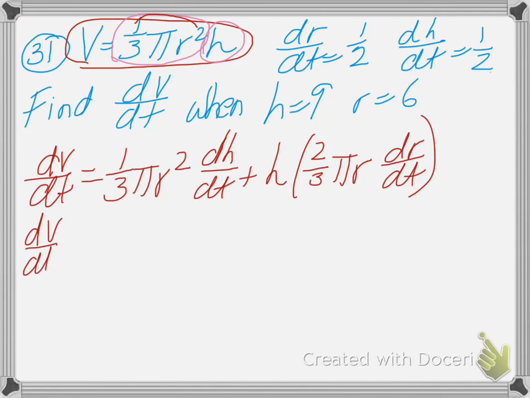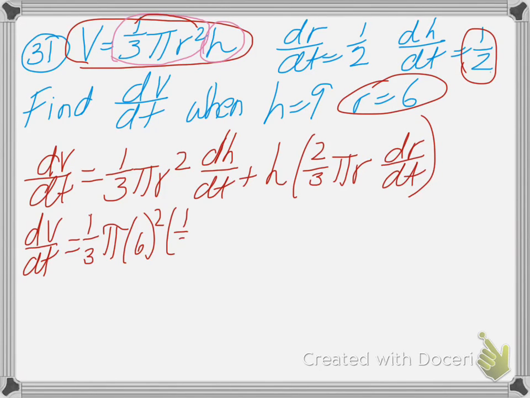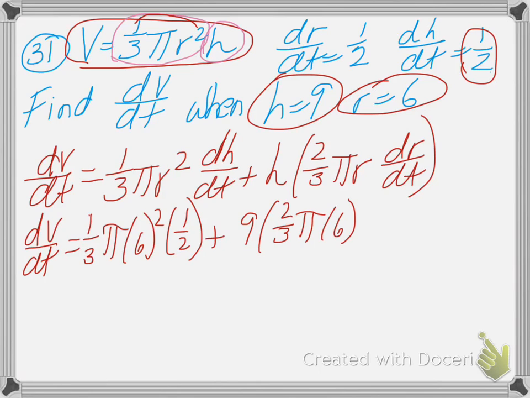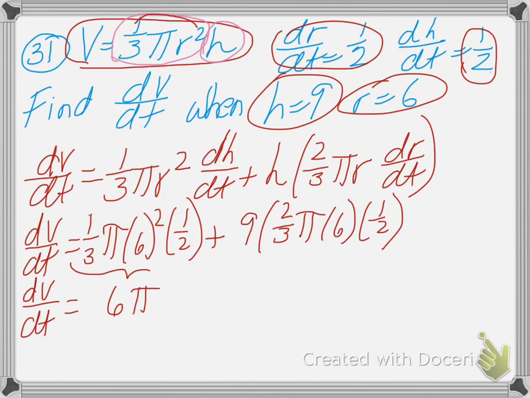Okay, and now we're just going to substitute everything that we have here. So we're looking for dv dt, and you have 1/3 pi. Now r, you were told, is 6. And dh dt, you were told, is 1/2. Plus h is 9, times 2/3 pi r, but r, we know, is 6, times dr dt, and dr dt is 1/2. And then you just have to work all of that annoying math out. And you will get that dv dt equals 6 pi, that was for this piece here, plus 18 pi, that's what you get from this piece here, and that gives you 24 pi, which is choice C.